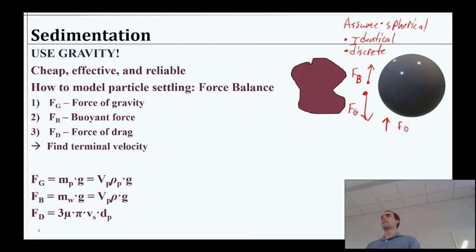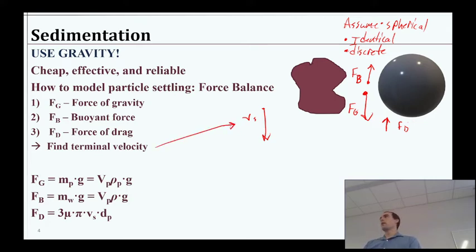And that's going to depend on the viscosity of the water, the cross-sectional area taken up by the sphere, and all that. Okay, so the object of all of this is going to be to find a terminal velocity, the speed at which the particles are falling. So we'll say a terminal settling velocity, Vs.